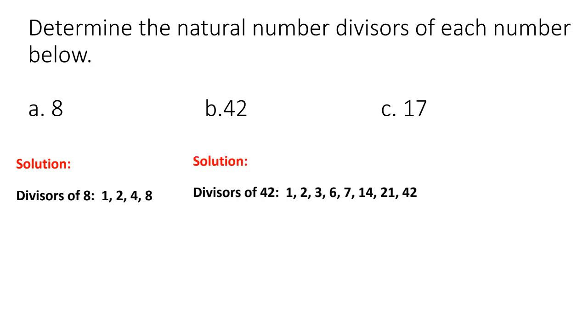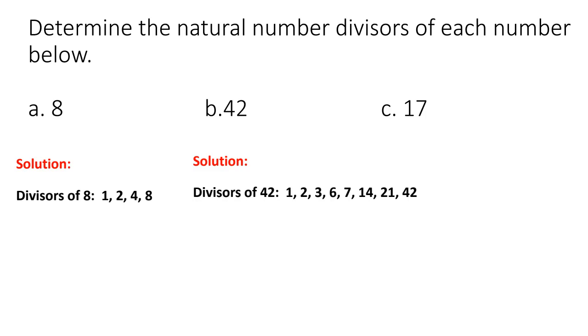For 42, now we have a bigger number, so we have many more factors or divisors. Starting with 1, every number is divisible by 1 and by itself. So that would be 1 and 42, but then other numbers would be 2, because 2 times 21 is 42. Another one would be 3, because 3 times 14 gives you 42. And the last pair, 6 times 7, also gives you 42. So if we list them all, we have 1, 2, 3, 6, 7, 14, 21, and 42.